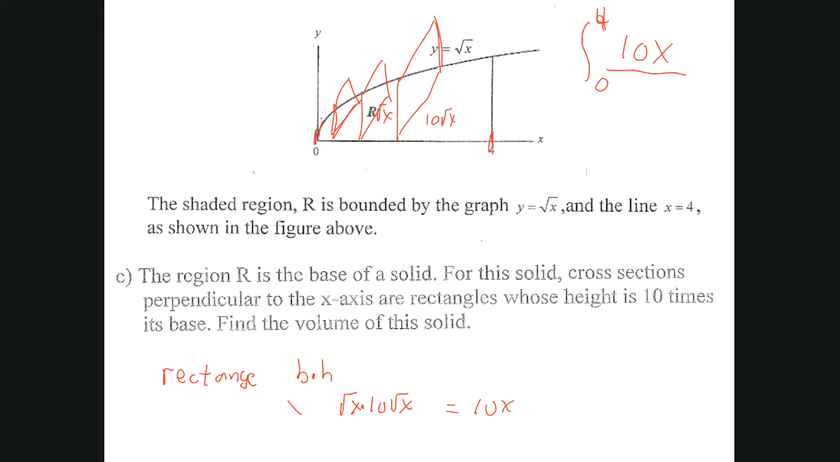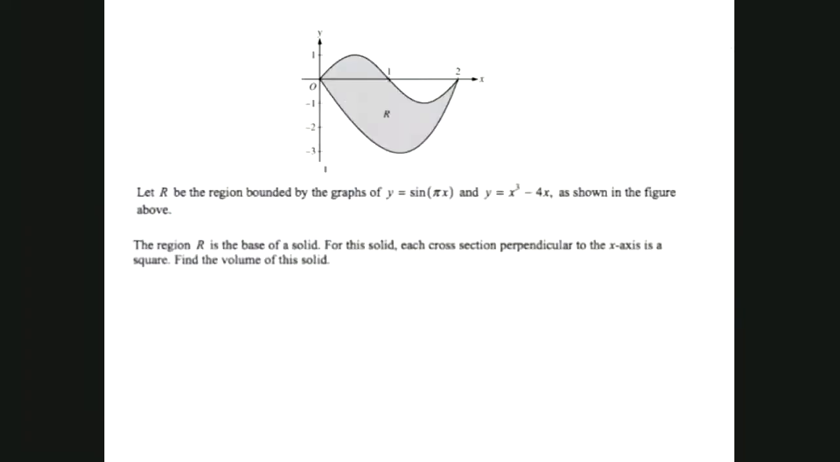All right. Let's try another one. Whew, look at that figure. All right, so it says, let R be the region bounded by the graphs of y equals sine of pi x and y equals x to the third minus 4x, as shown in the figure above. Now, I can tell you that this is probably part C. Part A was probably find the area of this. Part B was probably to rotate this about the x or y axis. I don't remember, but that's usually how they go.